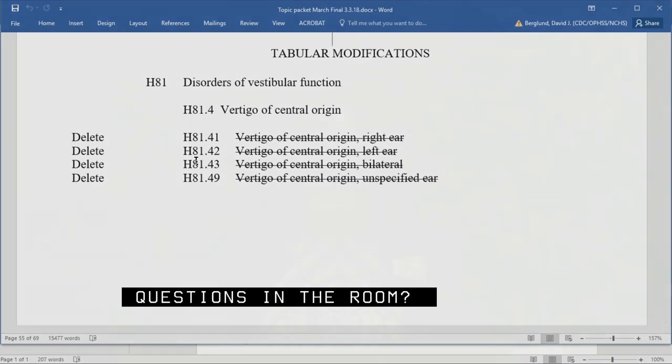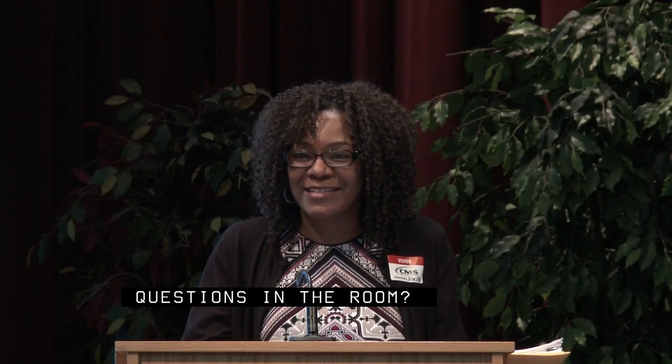I see heads moving, but I don't see. Okay. Yeah, I would like to support this proposal. I agree. Normally, we don't like to delete codes, but I think if they're not clinically appropriate, then it's a good idea to delete them. Thank you.